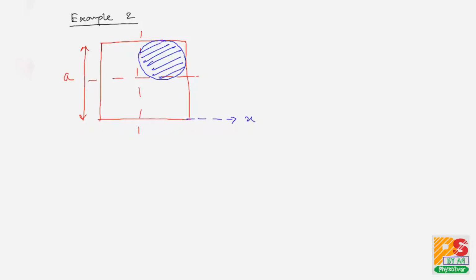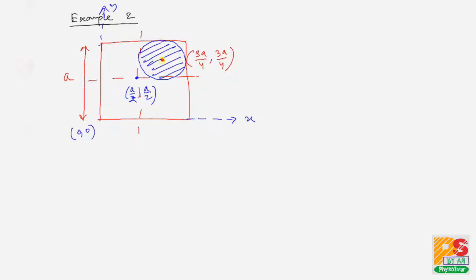Suppose this is x-axis, this is y-axis, this is the origin. Now if you see, the center of mass of the original square plate is here, a by 2 comma a by 2. And what about the center of mass of the removed portion? The center of mass of the removed portion lies here, which has a coordinate of, again like the previous problem, 3a by 4 and 3a by 4. Now what about the mass?